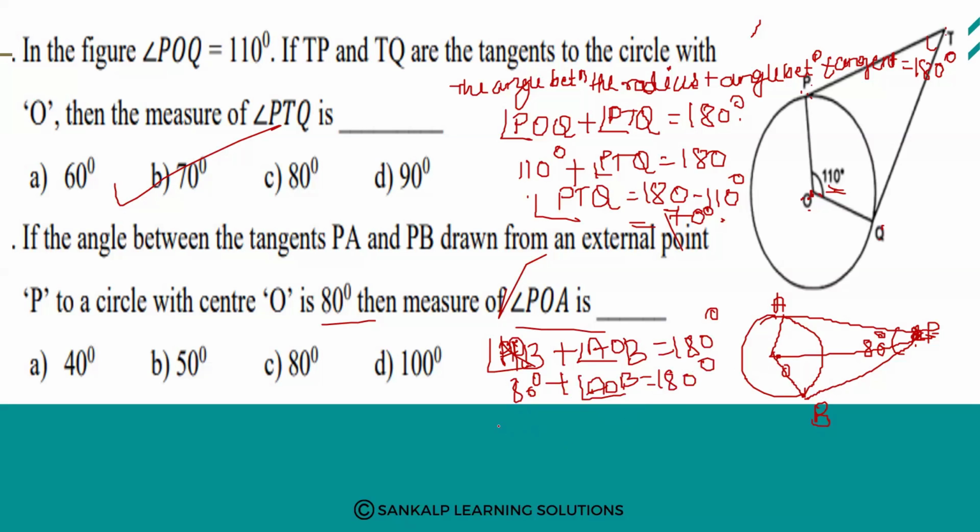Now, angle AOB is equal to, transferring this 80 to this side, 180 degrees minus 80 degrees, that is equal to 100 degrees. So angle AOB is 100 degrees. But what we want is POA. Observe carefully. Angle AOB is 100 degrees. Then POA is exactly half of AOB, that is 100 divided by 2, which is 50 degrees. So POA is 50 degrees and POB is 50 degrees. So option B is right.